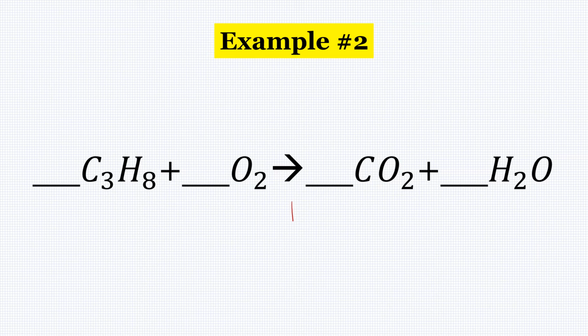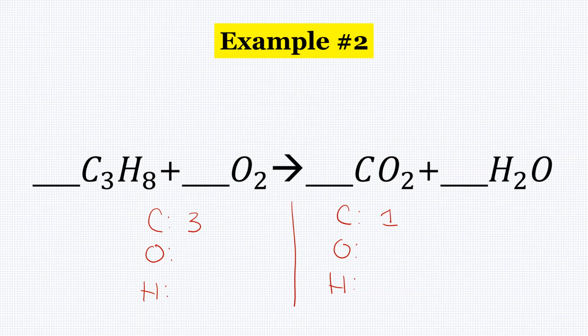Okay, here's another example. Let's start by making our table. So we've got carbon, oxygen, hydrogen. Okay, so I see 1 carbon on the right, 3 on the left. Now this gets a little tricky here because we have oxygen here and I also have oxygen here. So when I write this out, I want to count both of them. So there are a total of 3 oxygens on the right and there are 2 on the left. Okay, and then I've got 2 hydrogens on the right and 8 on the left.